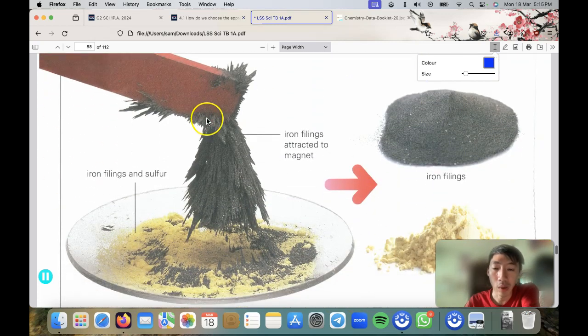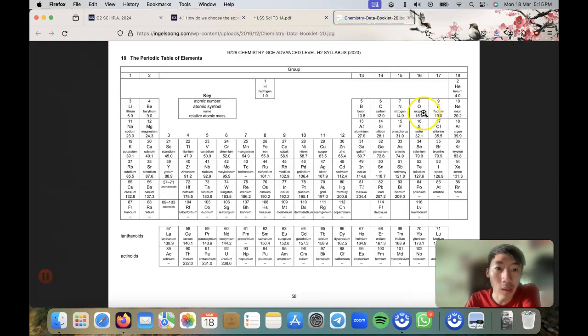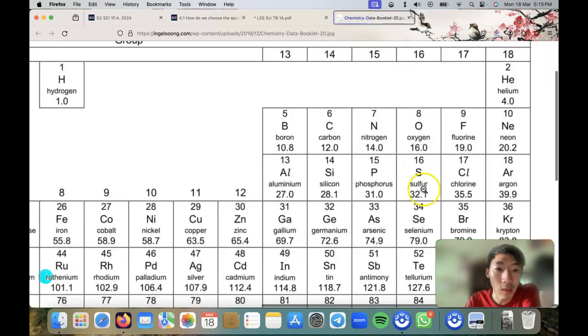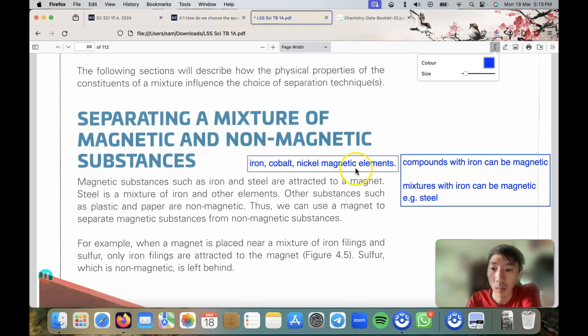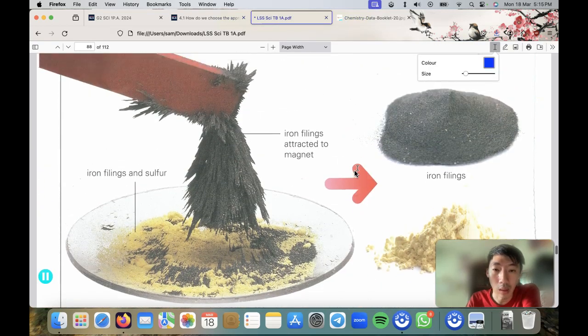Here we have a very simple experiment. We have a plate with a mixture of iron filings. What are filings? Filings are like shaved ice. You shave very finely. You have an iron bar, you shave it, and it becomes these iron filings. Then you have the sulfur. Sulfur is also an element. You can find it over here, element number 16, sulfur. So what do we expect to see? I think this is something we can all understand, but let's just watch the video anyway.